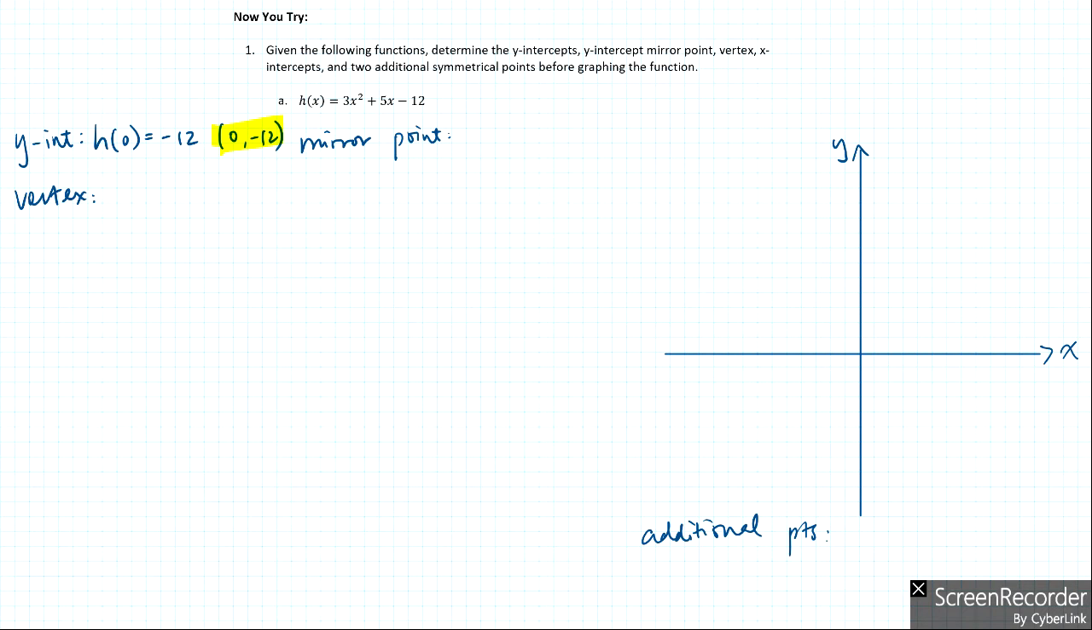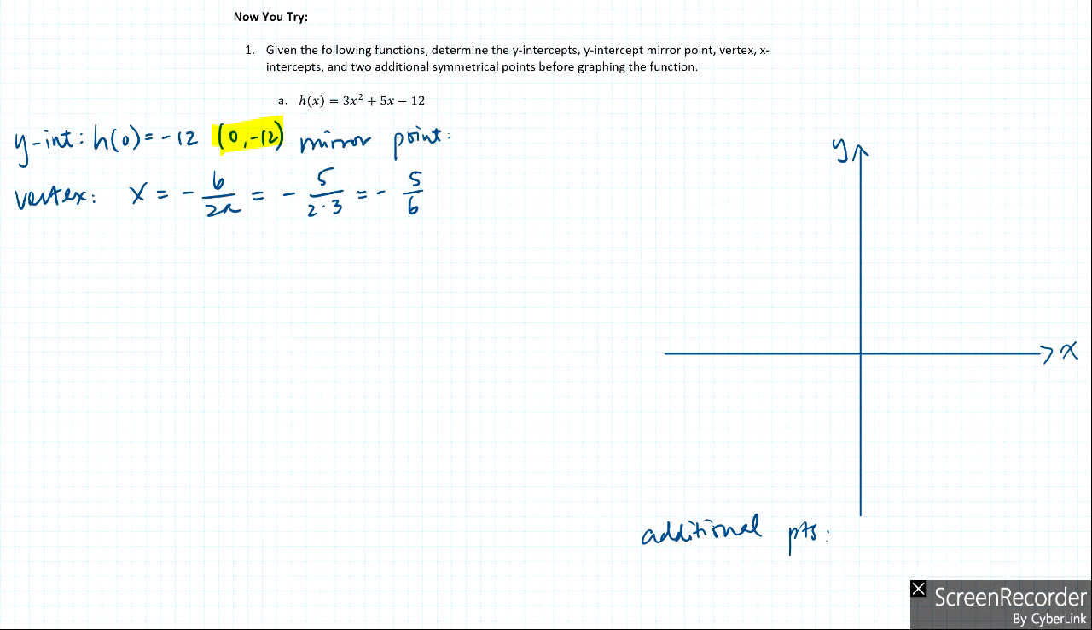Then, in order to find the mirror point across the axis of symmetry from the y-intercept, we want to find the vertex or the axis of symmetry first. To do this, we are going to use the formula x equals negative b over 2a. This identifies both the equation for the axis of symmetry and the x-coordinate for the vertex. Here we would have negative b, which would be 5, over 2 times a, which is 3. Altogether, we get negative 5 over 6 as the equation for the axis of symmetry and also the x-coordinate for the vertex.